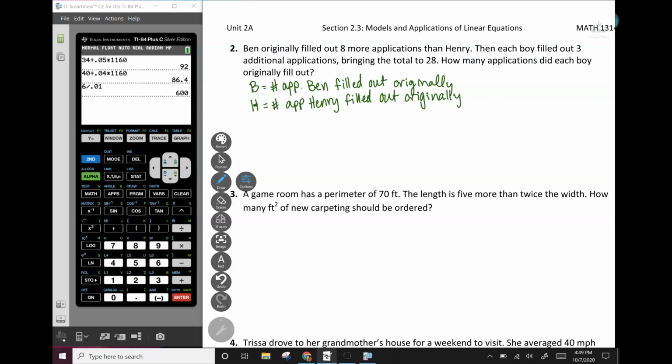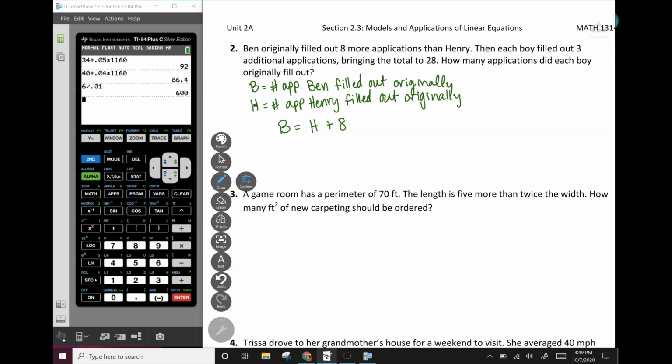Okay, so originally Ben filled out 8 more applications than Henry. So we can relate the B and the H. Just like it was saying in step 2 on the previous page, if you have 2 variables, which we do here, you want to find a way to relate them to each other. So this is going to relate them. Because Ben originally filled out 8 more than Henry, you can say B equals H plus 8. Ben did Henry's amount plus 8 more.